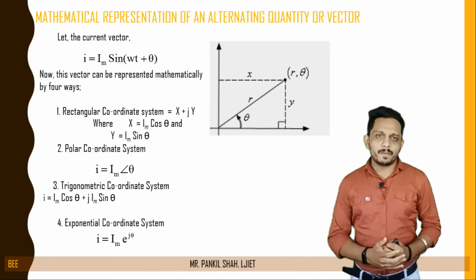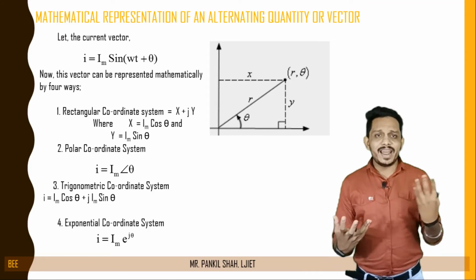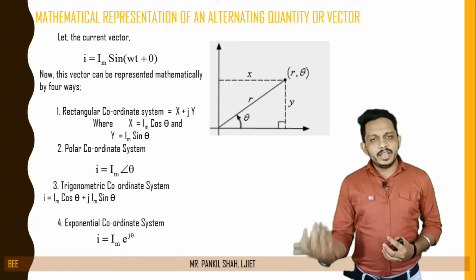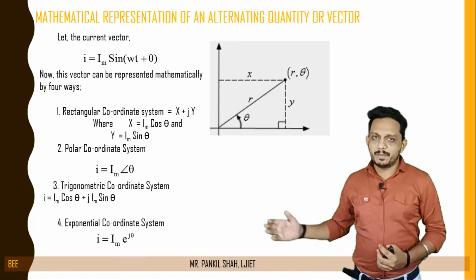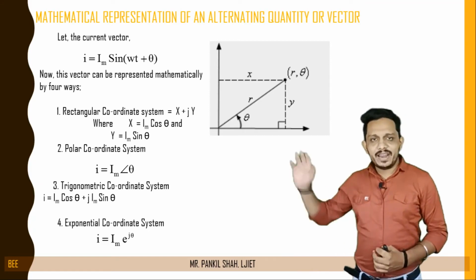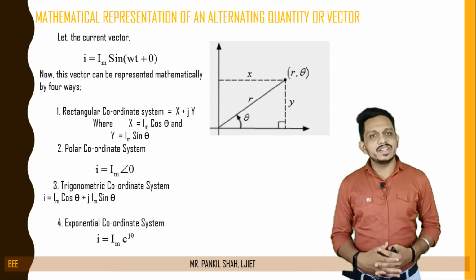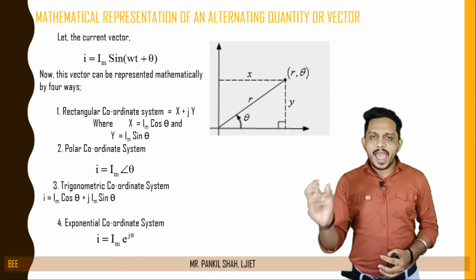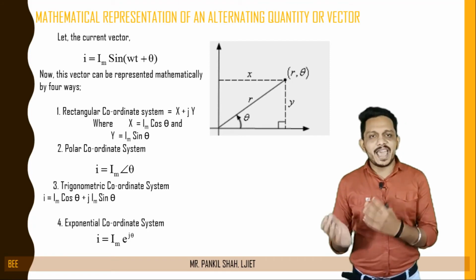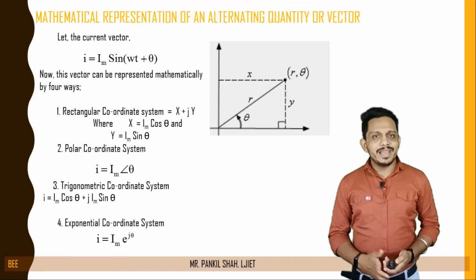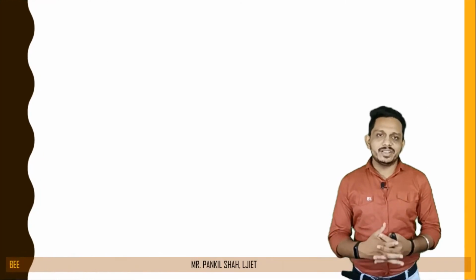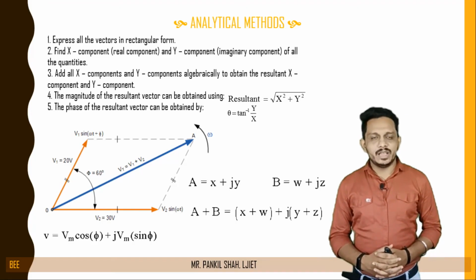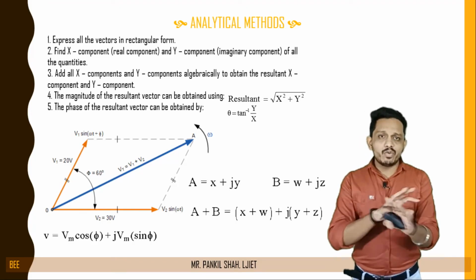From these four forms, we will use polar and rectangular forms many times in numericals also. In polar form, our alternating quantity is represented like Im ∠θ, and in rectangular form, our alternating quantity is represented by Im cos θ + j Im sin θ, or you can say x component plus j y component, that is x + jy. So now let's see how our vectors can be added by this analytic method. To understand this analytic method, you do not have to draw any vector diagram.